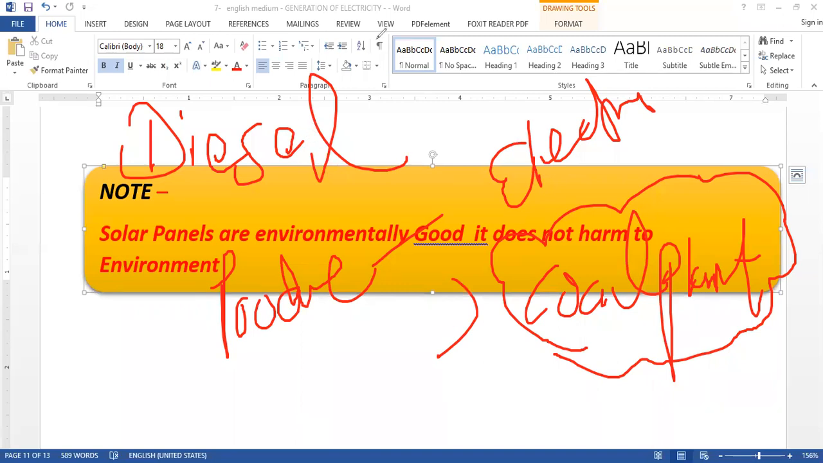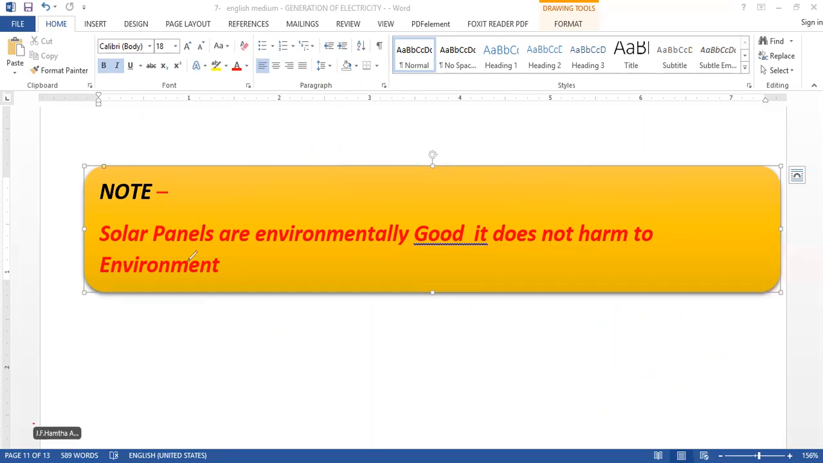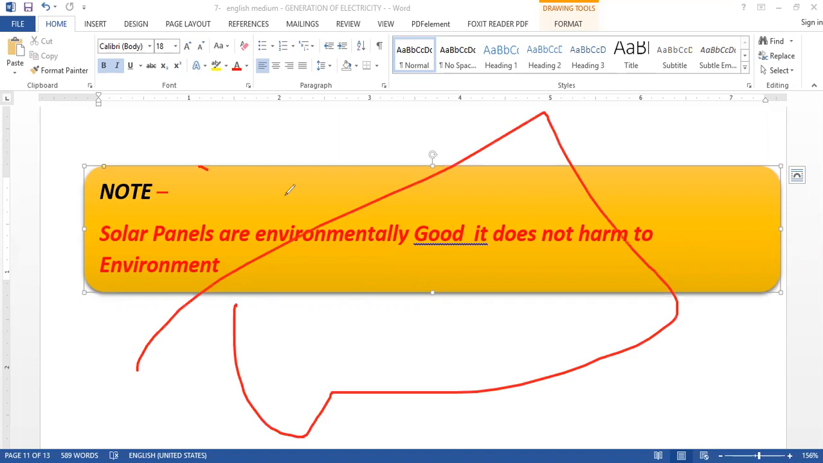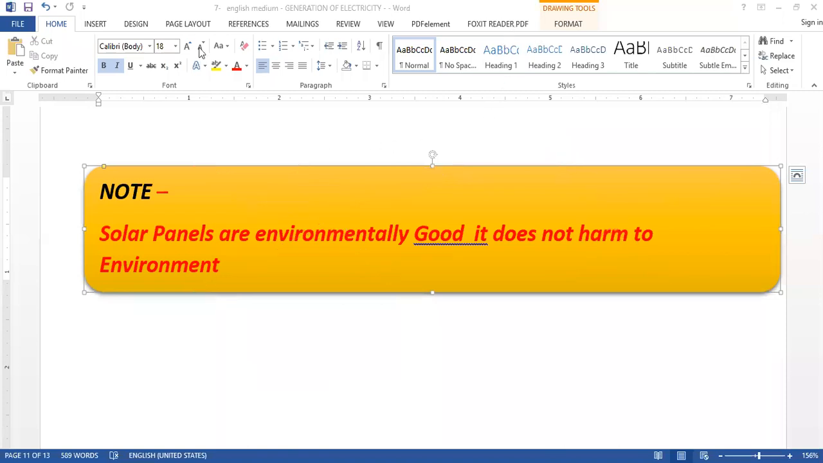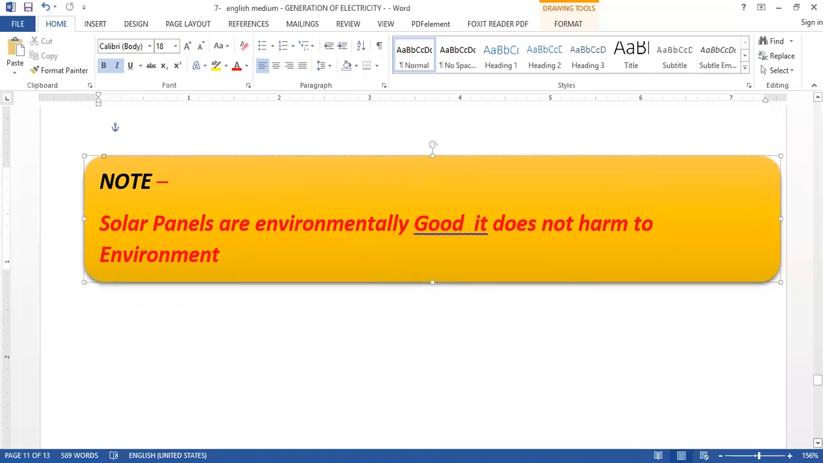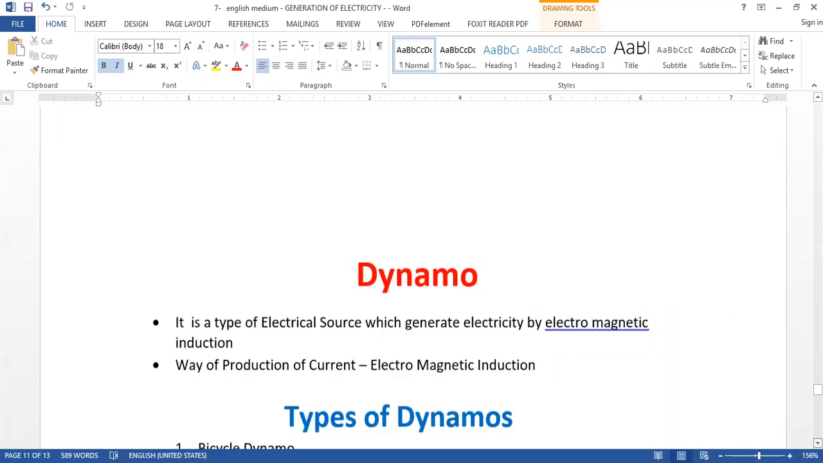So it is easy to generate electricity by using a solar panel, right? Solar panels are environmentally friendly or environmentally good. It does not harm the environment, because if we just put a panel in the middle and light falls on it, what comes? Current comes. So I hope you people got this one.